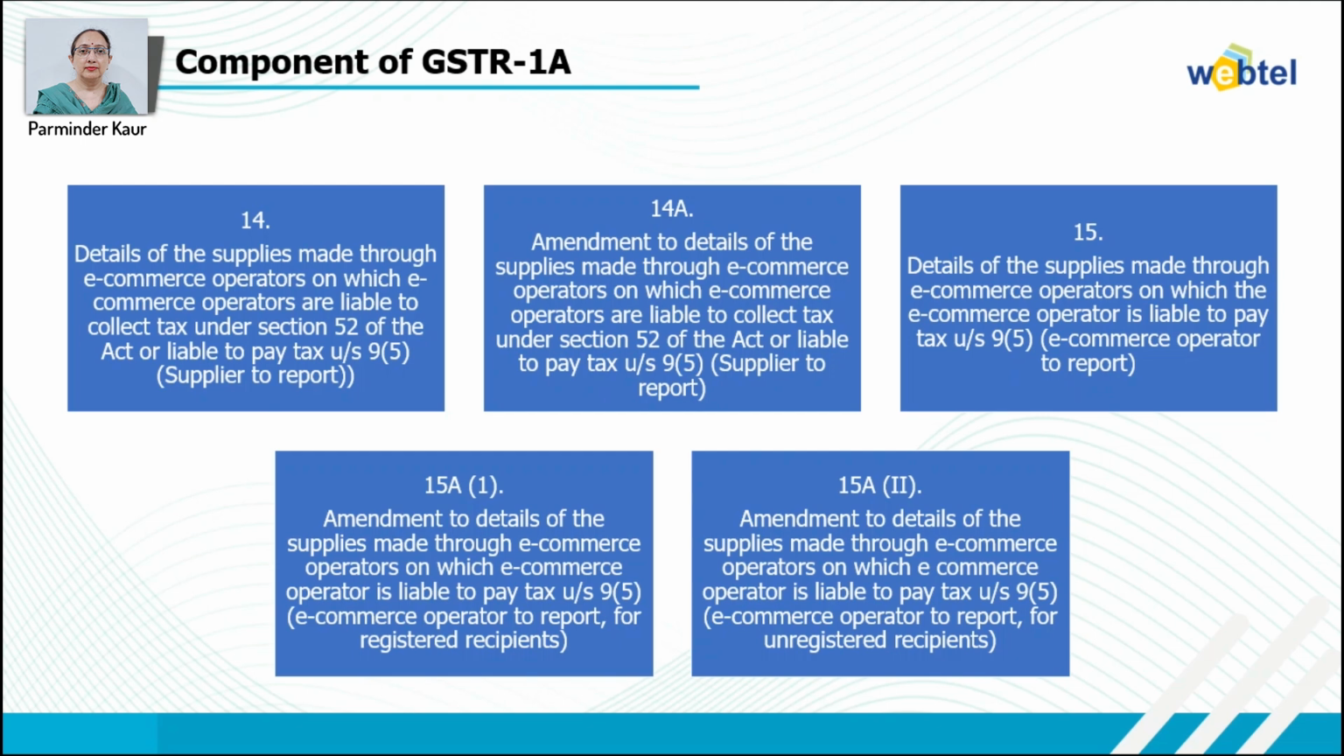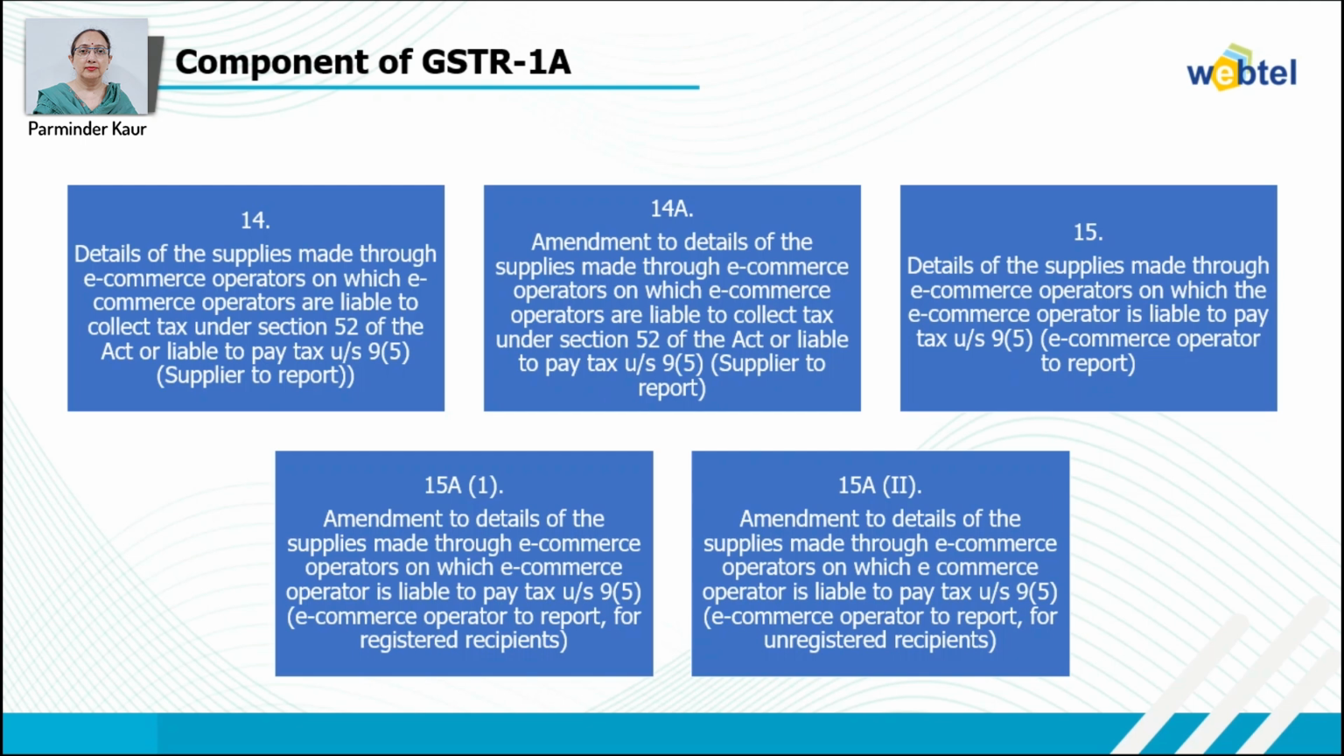In table number 15, details of the supply made through e-commerce operator on which the e-commerce operator is liable to pay the tax under section 9(5), e-commerce operator to be reported. Now in this heading, we will capture changes made to the supplies made through e-commerce operator and it is required to bifurcate it based on the type of the recipient, registered or unregistered. So it is bifurcated into two further tables, that is 15A1 and 15A2.